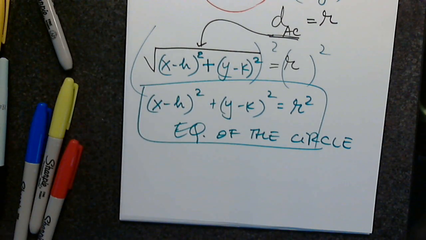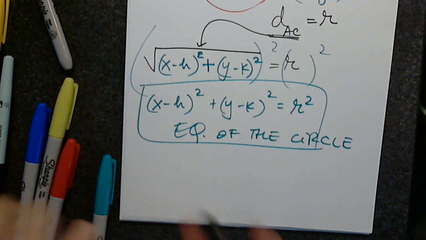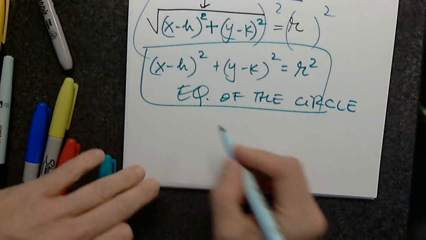How did we get it? From what? From a previous formula that we just reviewed. And what was that formula? The distance formula. Awesome. In this section, there are only 3 types of problems for us, for the equation of the circle. 3 types.